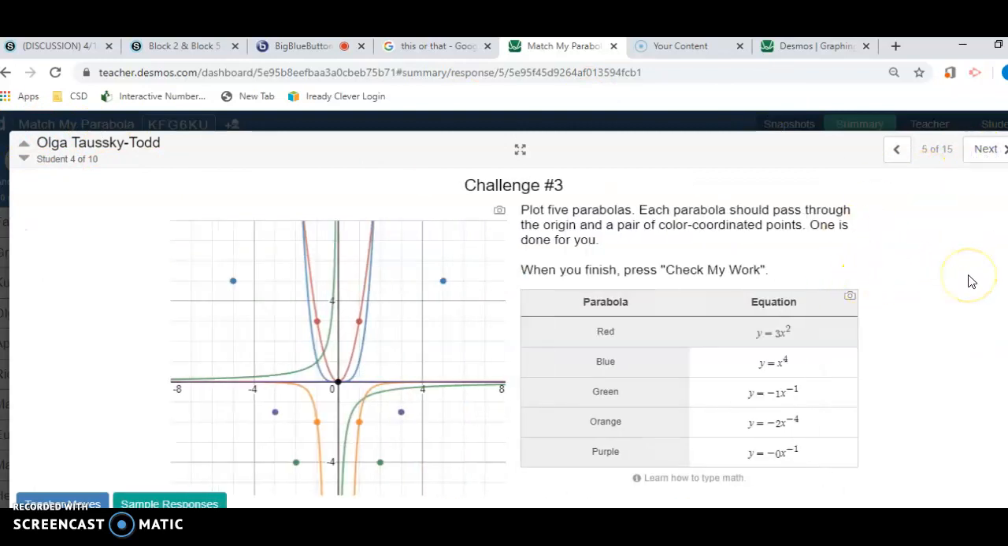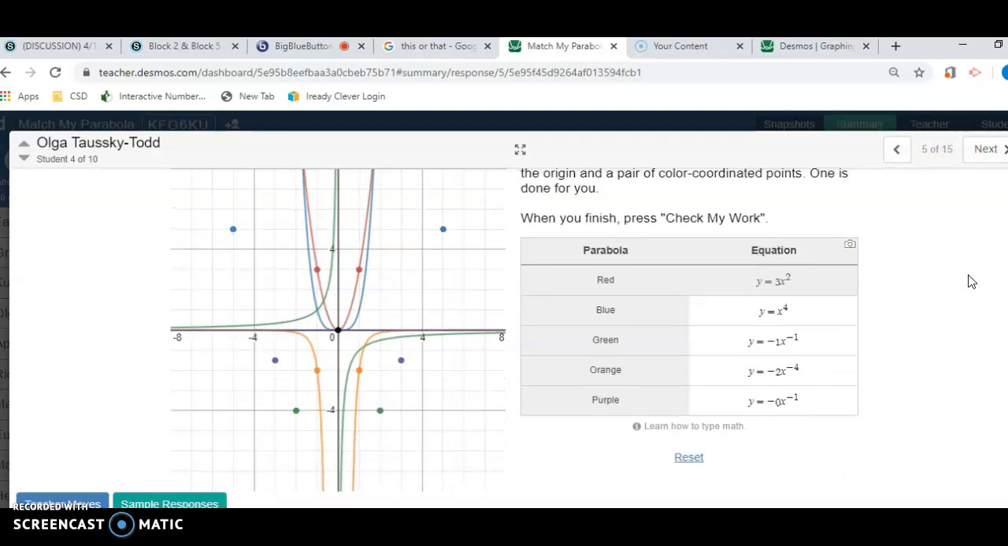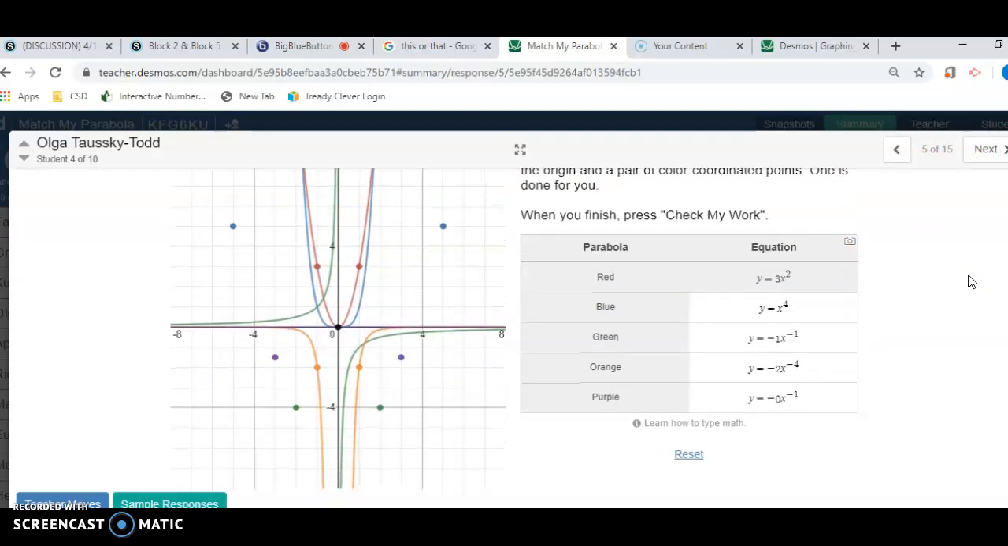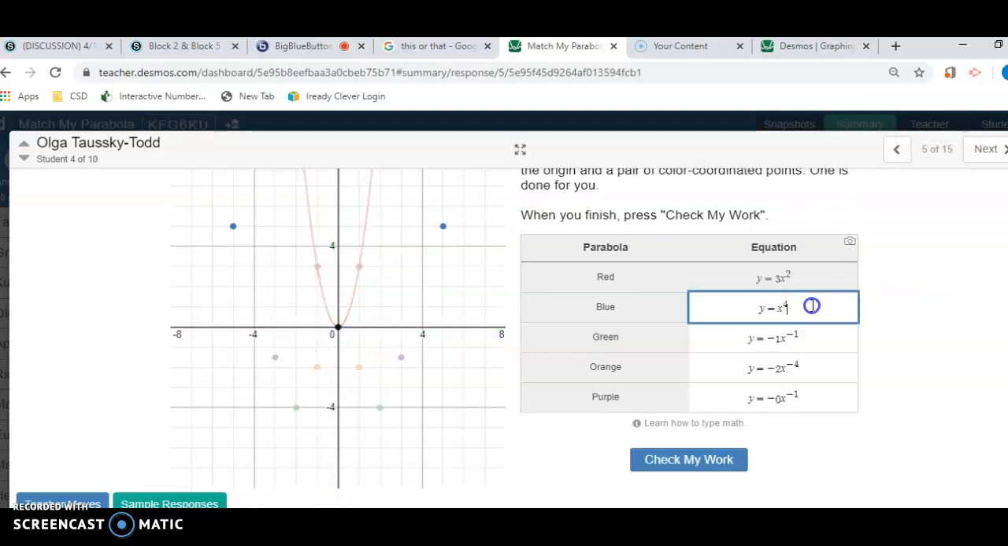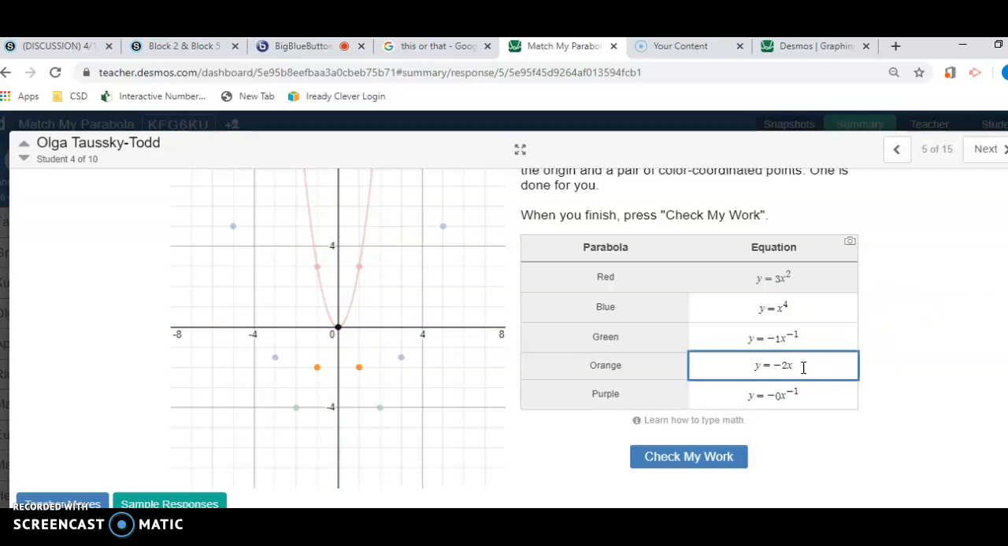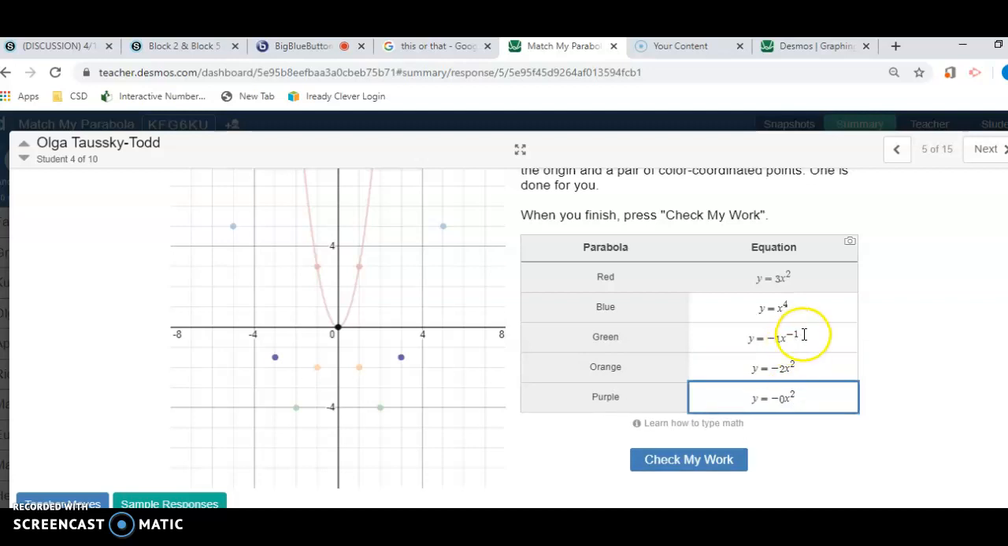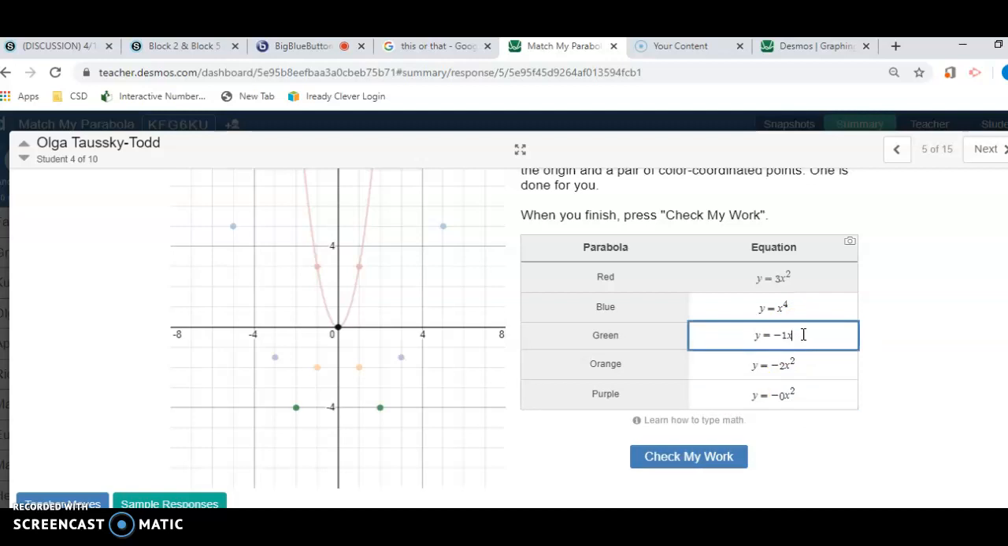Plot the 5 parabolas. Oh, this is so hard. Each parabola should pass through the origin and a pair of coordinate points. One is done for you. All right, so all of these should be x squareds. Whenever we do a parabola, it's an x squared situation. So right away, I'm going to change all these to x squareds. Okay, I'll only be using x squareds.